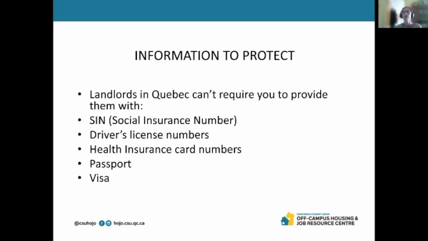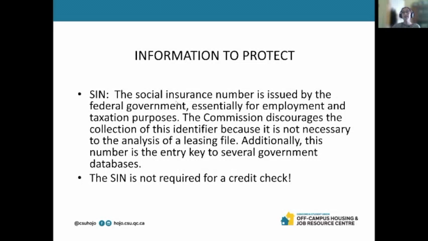So let's take a look at the information that you have to protect. Landlords in Quebec cannot require you to provide them with your social insurance number, your driver license numbers, your health insurance card numbers, your passport, or your visa. Specifically, the social insurance number is issued by the federal government in Canada and essentially is for employment and taxation purposes. So your landlord doesn't need it at all.